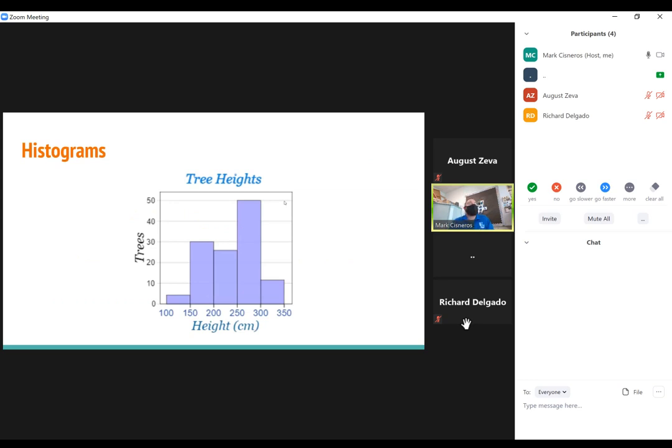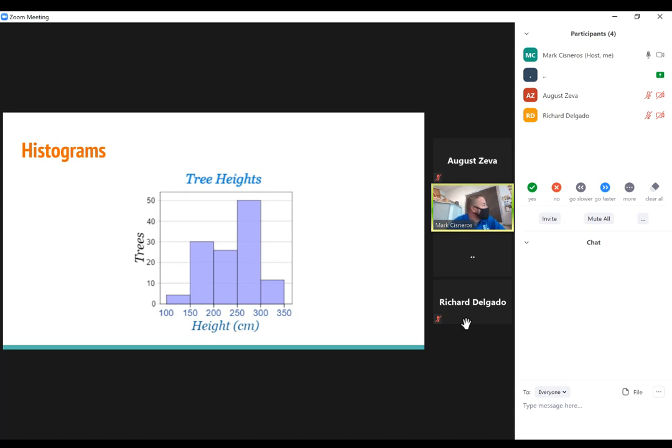Before we start, I'm just going to ask you guys a series of questions. Take a look at this histogram. Even if you don't know anything about histograms, can you tell me how many trees are between 250 and 300 centimeters tall? Tell me how many you think. How did you get that?